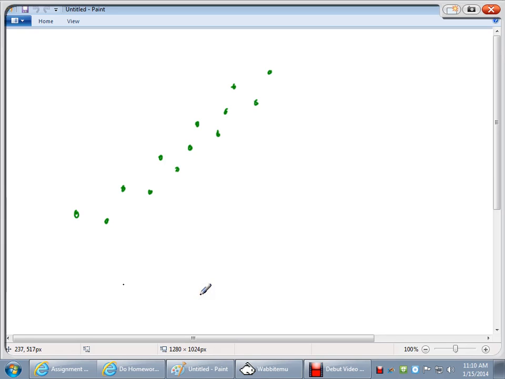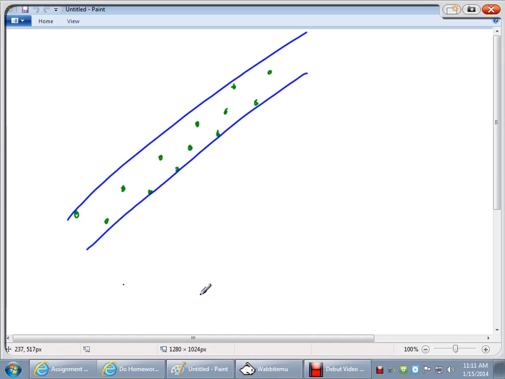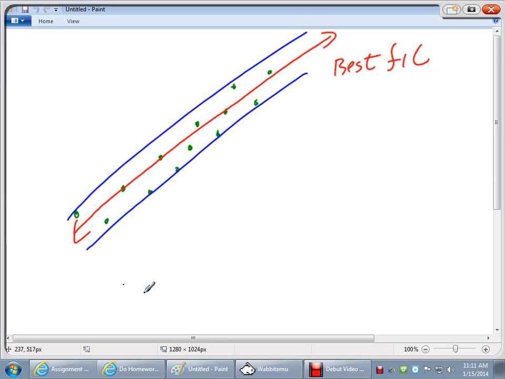In essence, I can view this data as a highway. Here's my highway of the data. And all of the data are on this highway. If I'd like to make a model that best explains the data, I'd like the line that goes straight through the center. So this would be my best fit line. And that is, in essence, what I'm trying to find.